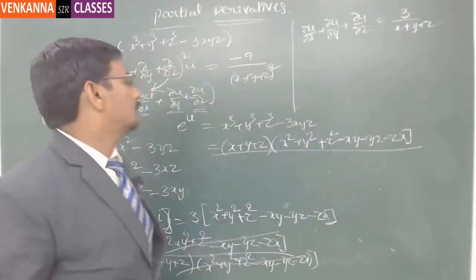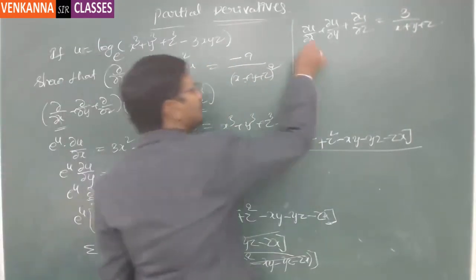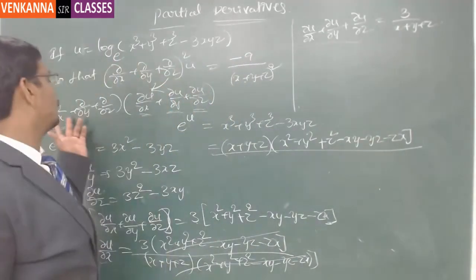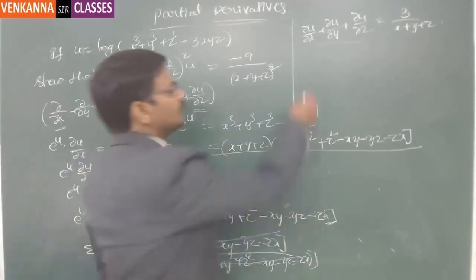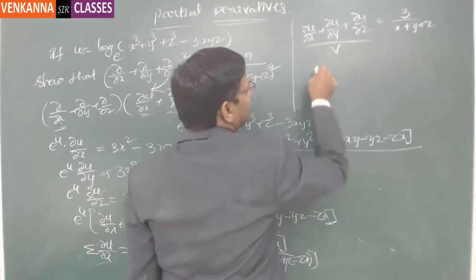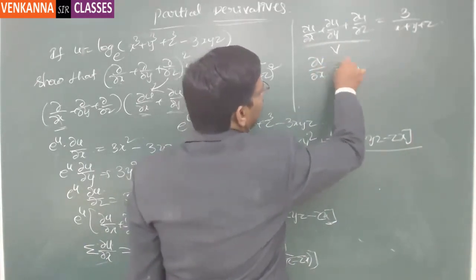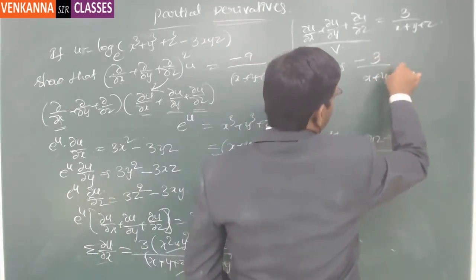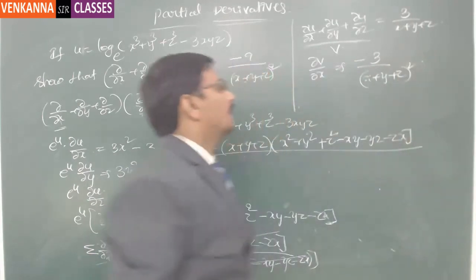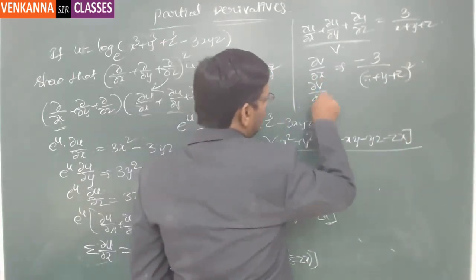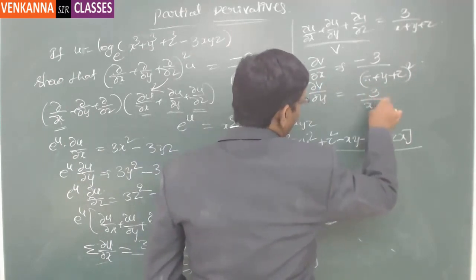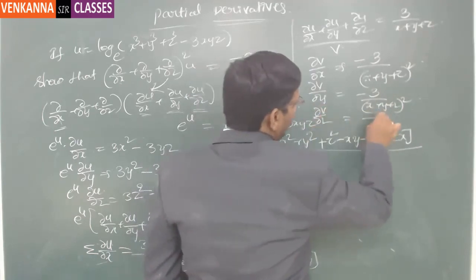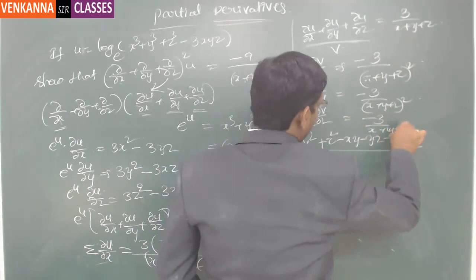And then you need to again do the differentiation with the sum of ∂/∂x, ∂/∂y and ∂/∂z. Now if I take only ∂/∂x, I call this function v, let us say, then ∂v/∂x is nothing but the derivative of this. This is minus 3 by (x plus y plus z) whole square. And similarly, ∂v/∂y is again minus 3 by (x plus y plus z) whole square. Similarly, ∂v/∂z is equal to minus 3 by (x plus y plus z) whole square.